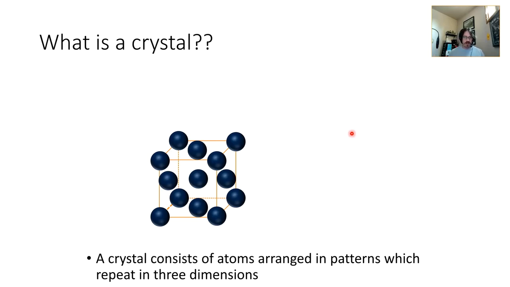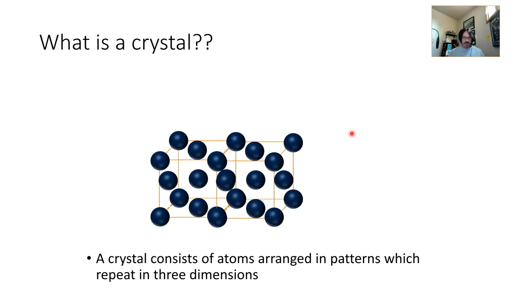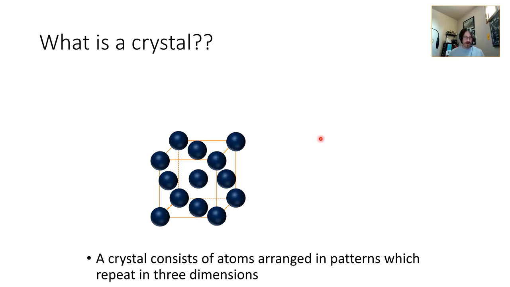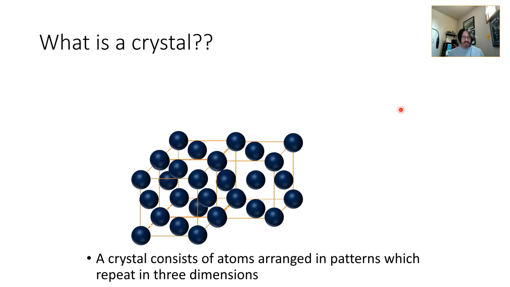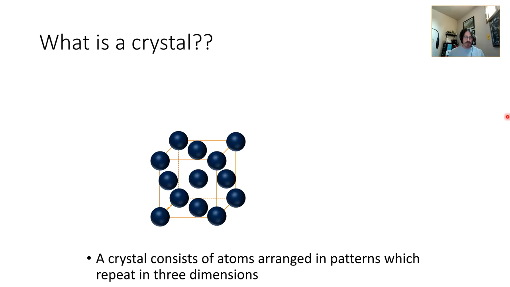But anyway, wanted to throw that out there. So we have a repeat structure. So we have our base unit cell, and then it starts repeating in three dimensions. And hopefully you can see that as I animate. So I'll go back and forth to hopefully make it more apparent.